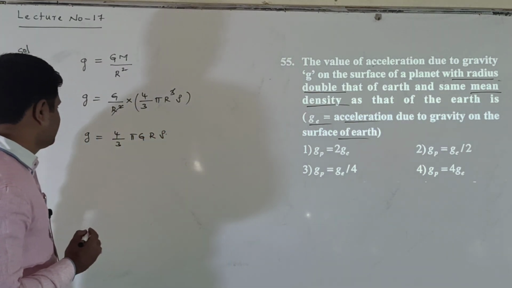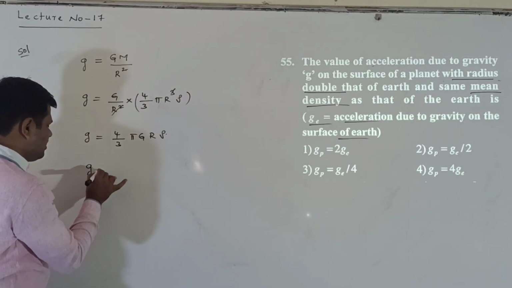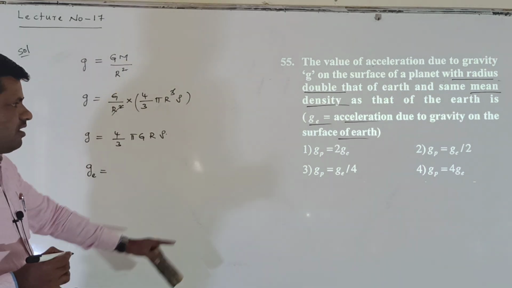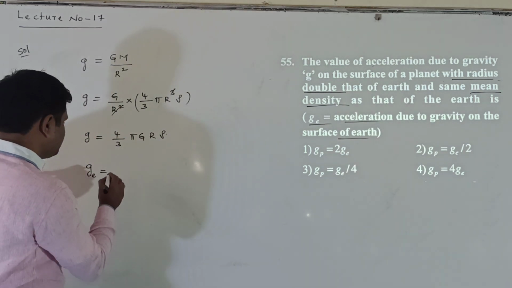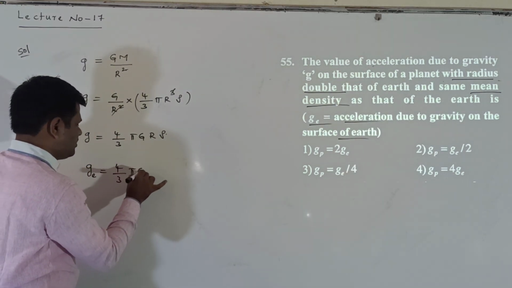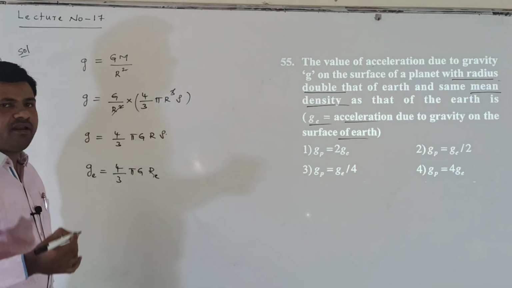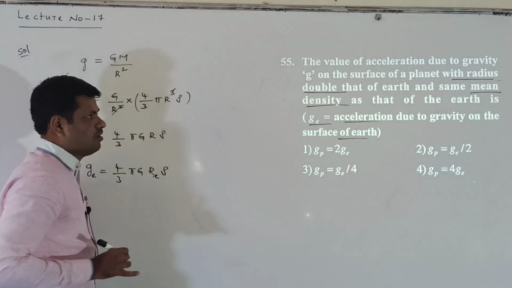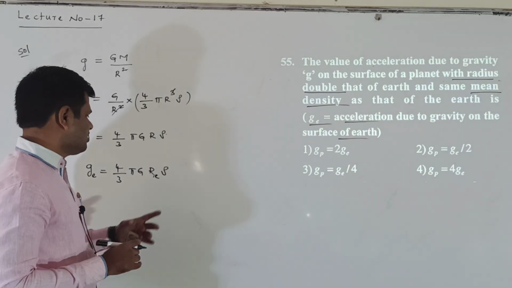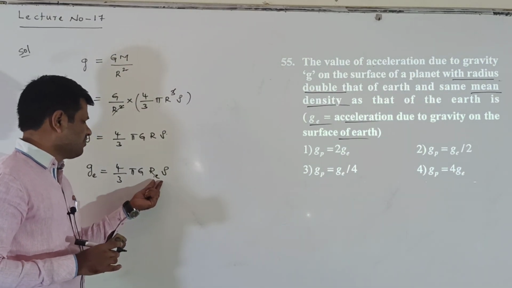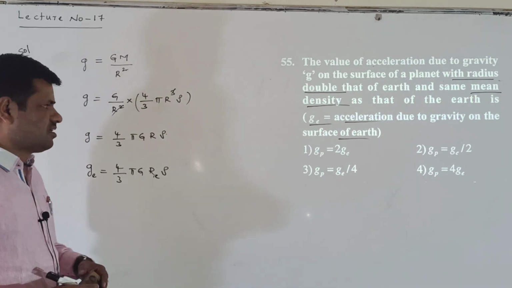Right, this I am considering as on the earth. First of all, on the earth I am writing: G is, as given in the problem, acceleration due to gravity on the surface of the earth. Here this is 4 by 3 pi G Re. Density cannot change, so as usual I am writing rho, because density is the same. Here radius of the earth is taken as Re. Here g is called acceleration due to gravity on the surface of the earth.